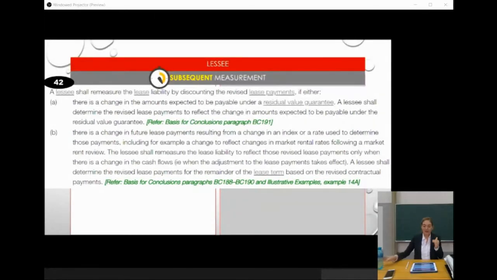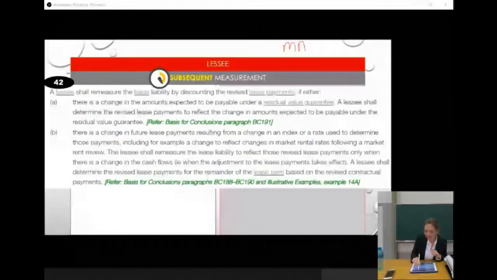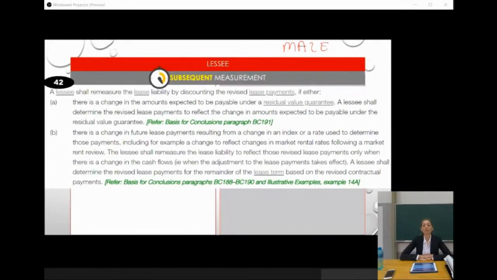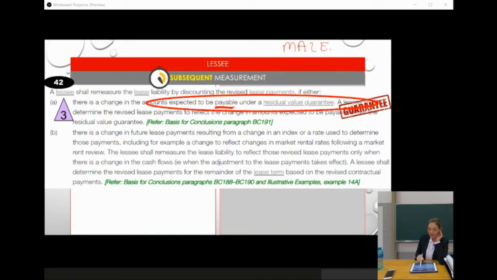Okay. So why do I call these the male remeasurements or reassessments of the lease liability? Because these two remeasurements or reassessments have to do with when we look, a few years into the lease, at what the amount is going to be that we have to pay in terms of the residual value guarantee. And we see now, oh, that amount has changed. Initially we thought we are going to have to pay this much. Now that amount has changed.